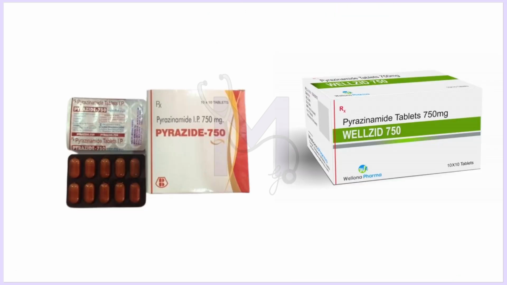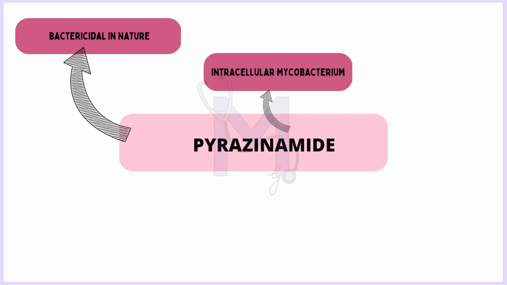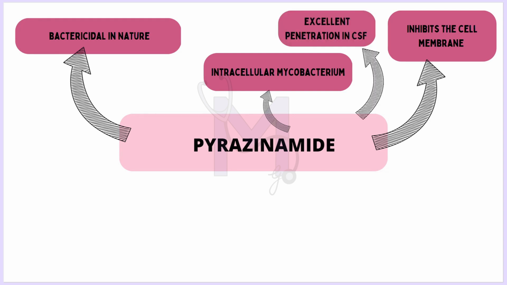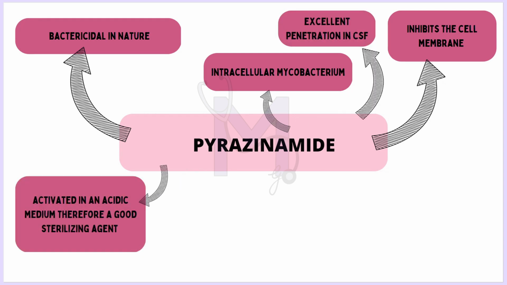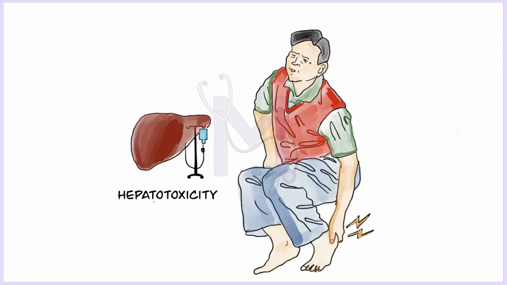Alright, so the next drug is pyrazinamide. It is bactericidal in nature, acts only against intracellular mycobacterium and inhibits the cell membrane. It also has excellent penetration into the cerebrospinal fluid. It gets activated in an acidic medium, therefore is a good sterilizing agent. It gets metabolized in the liver and excreted in the urine.